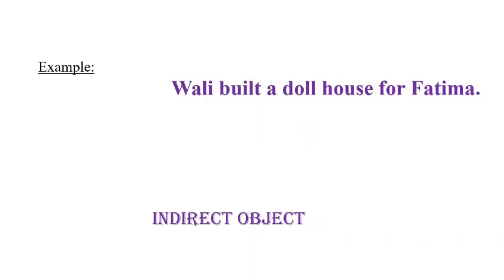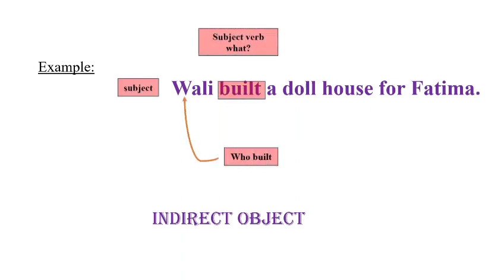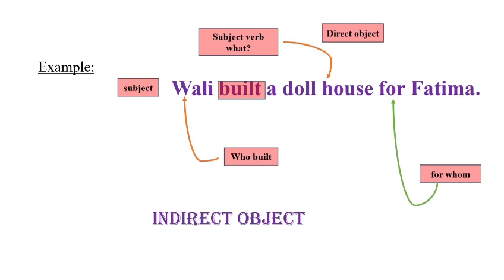Again: Wali built a doll house for Fatima. Built, verb. Who built? Wali. Wali built what? A doll house. A doll house is the direct object. A doll house for whom? For Fatima. So for Fatima is what? Indirect object. So you see, there should be one question.